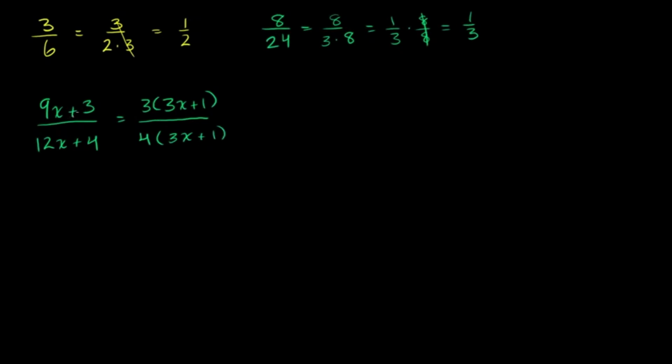So here, just like there, the numerator and the denominator have a common factor. In this case, it's 3x plus 1. In this case, it's a variable expression. It's not an actual number. We can do the exact same thing. They cancel out. So if we were to write this rational expression in lowest terms, we can say that this is equal to 3 over 4.